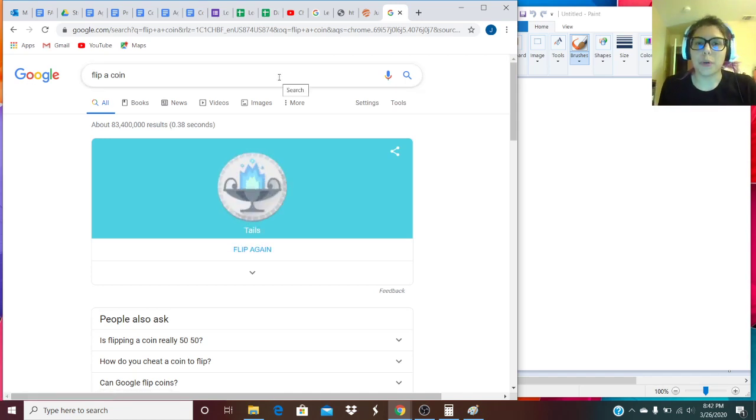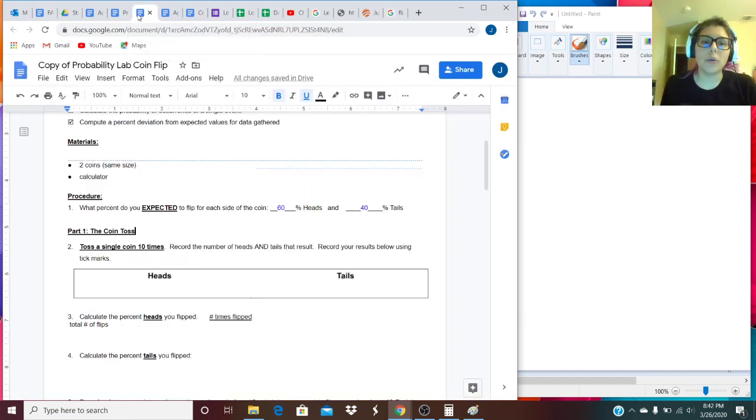Okay, so flip a coin. You can type into Google to flip a coin. You can also tell your phone to flip a coin. Make sure you are connected to Wi-Fi. So here I'm going to go ahead and demonstrate. Hey Google, flip a coin. You got heads. Okay, so it'll tell you you have options for flipping coins, okay?